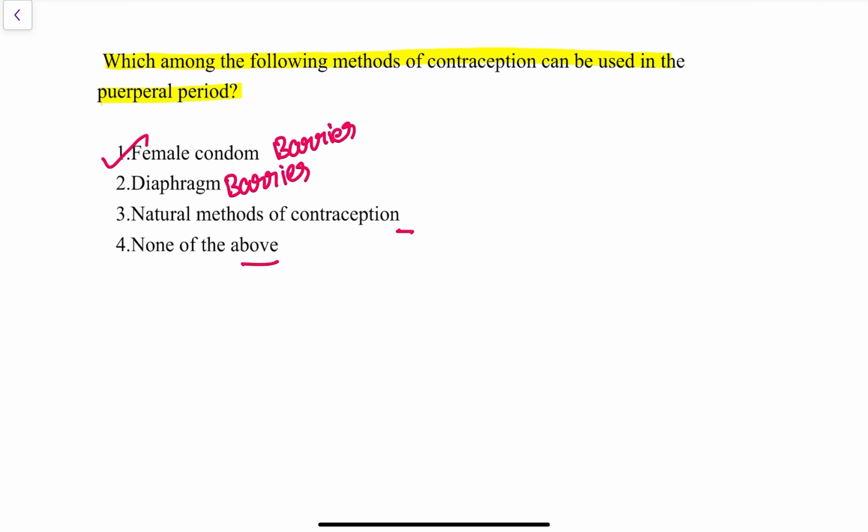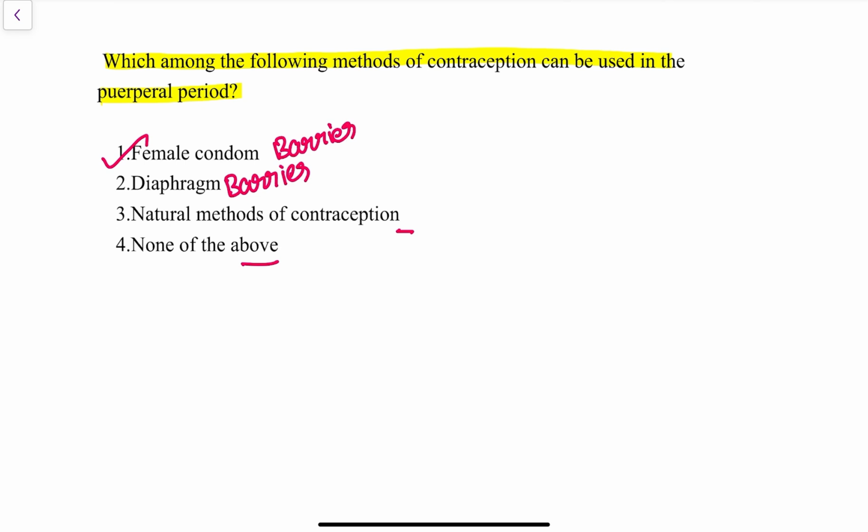Why? Because the diaphragm is similar to the cervical cup. We all know that the cervix is going to be dilated about 10 centimeters in order to facilitate the delivery of the fetus. The cervical dilatation will not revert back to normal immediately after the delivery. It will take some time for the cervix to come back to its normal length. From 10 centimeters, it has to decrease to its normal length. So during the immediate postpartum period or in the puerperal period, you cannot place any diaphragm.